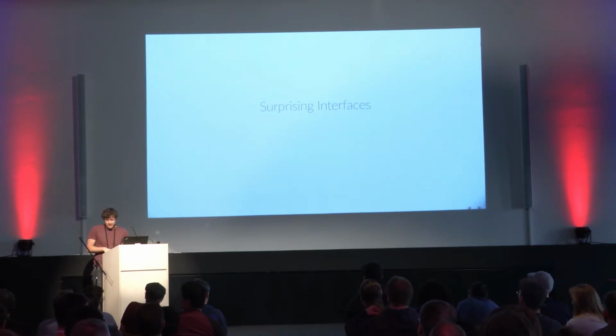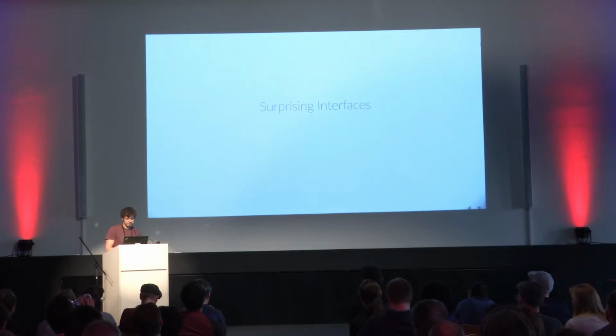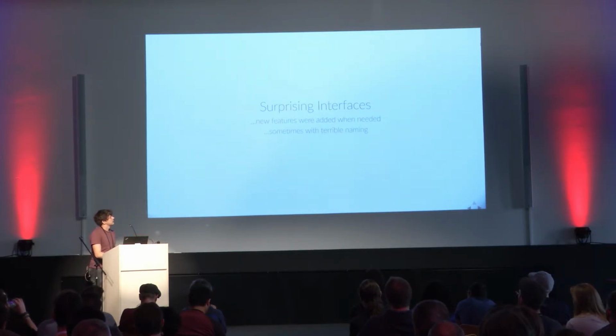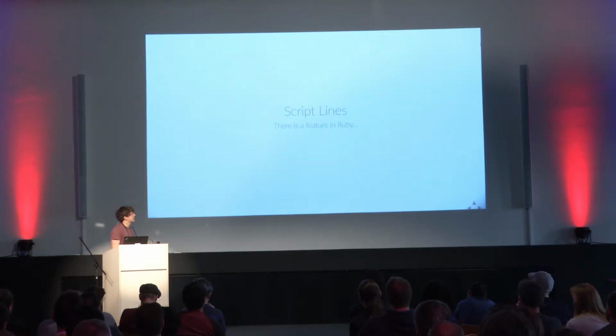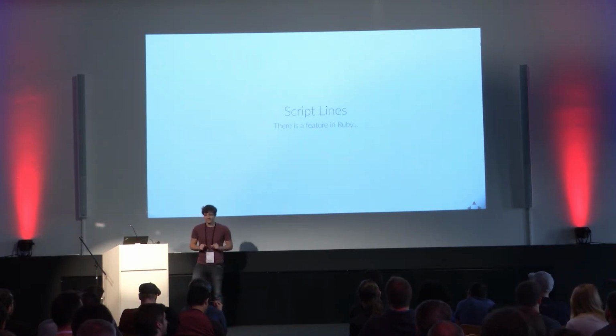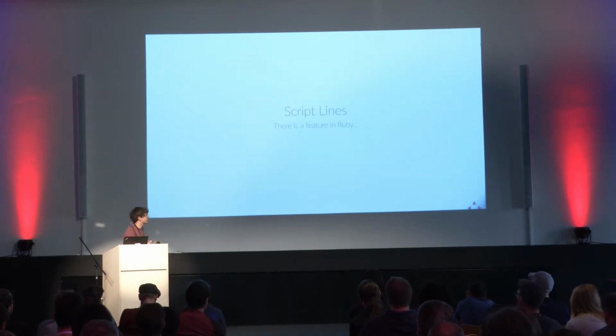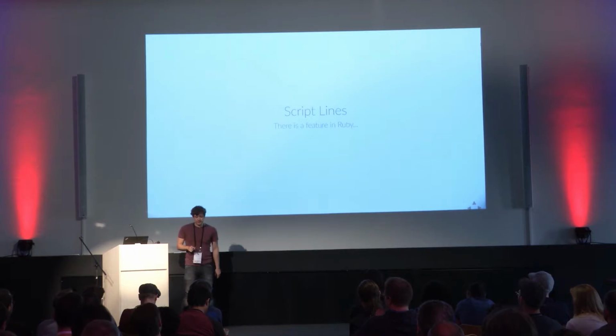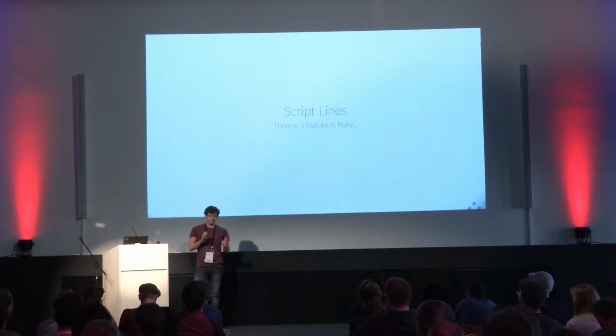Okay. But sometimes not only the behavior of a method is confusing, but also the interface already. Yeah, it's for historical reasons. And my really favorite example is the script lines feature in Ruby. Who is familiar with it? It's an internal API in Ruby, one person, very good. If you activate this feature, it will create a hash object with all the source code of files you have required.